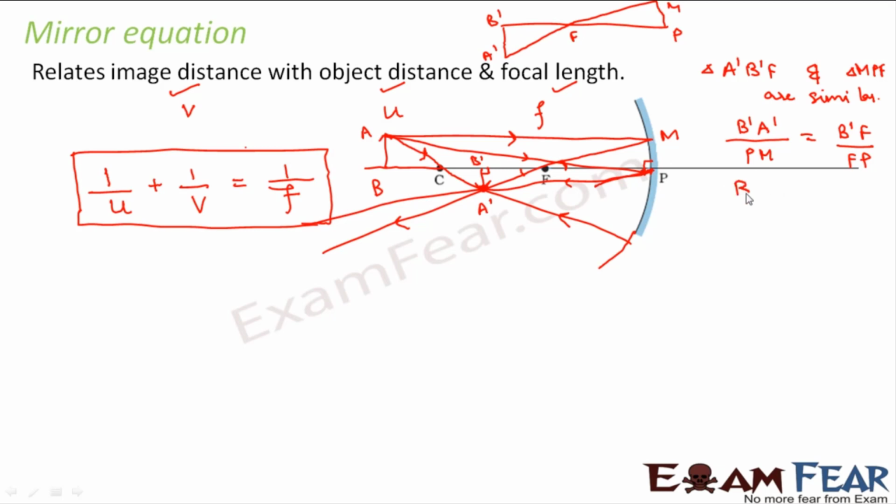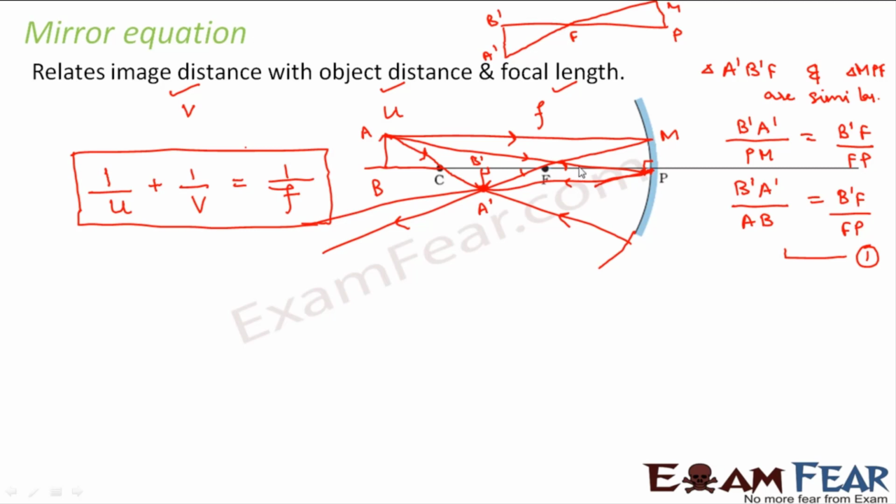So this we can write as B'A' divided by PM. Now what is PM? PM is nothing but AB. If you look at this diagram, the length AB is same as PM. So you can write it as B'A' divided by AB is equal to B'F divided by FP. So let me call this equation 1, right?